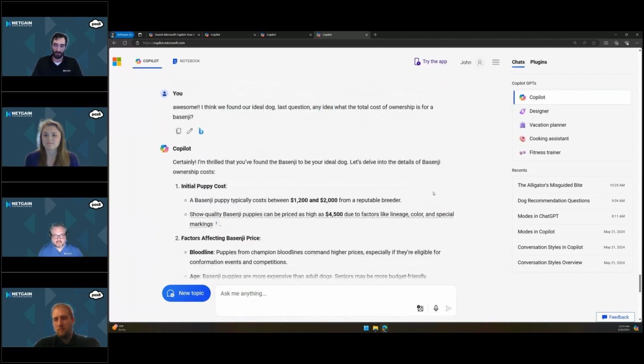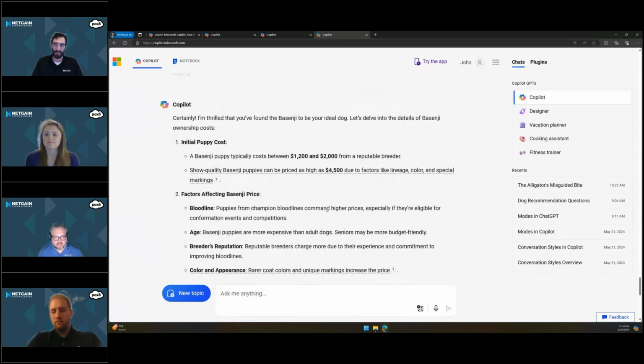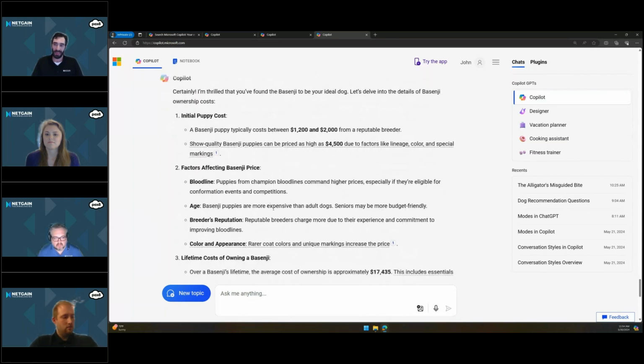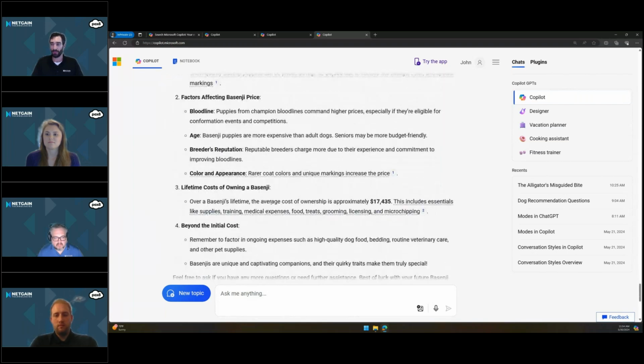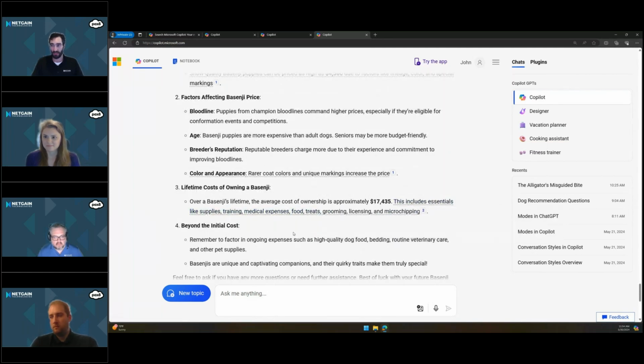Puppy costs $12,000. Show quality, that's not really for us. It factors in their bloodline, age, breeders, okay. Lifetime costs, they're throwing it at $17K for this. So that includes food, supplies, training, medical, the things that we need to know.